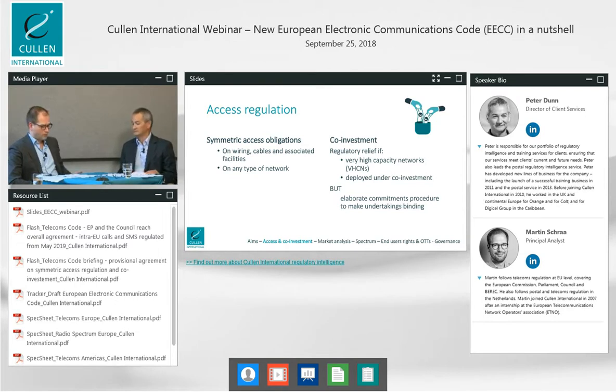So the code, the EECC, wants to stimulate the rollout of very high capacity networks, VHCN. First of all, what is a very high capacity network? Yeah, and we're all going to have to learn some new acronyms in this code, right? So a VHCN is an electronic communications network that consists wholly of optical fiber elements, at least up to the distribution point. Or, and this is the sort of new provision that is put in, a network that is capable of delivering similar network performance. And it's this second part of the provision that was introduced to make the definition of VHCN more technology neutral. Although it's clear, really, from the provisions in the rest of the code that the VHCN definition is really wrapped around a fiber network.